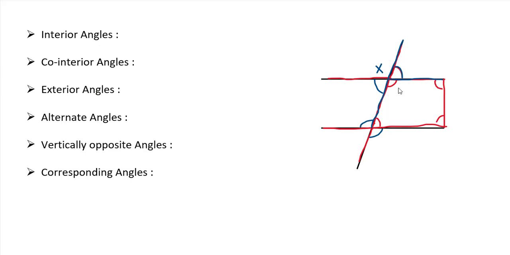So what is a co-interior angle? Angle lying on the same side of the transversal is called a co-interior angle. So since this is the transversal and these are the two parallel lines, this angle and this angle are called co-interior angles.